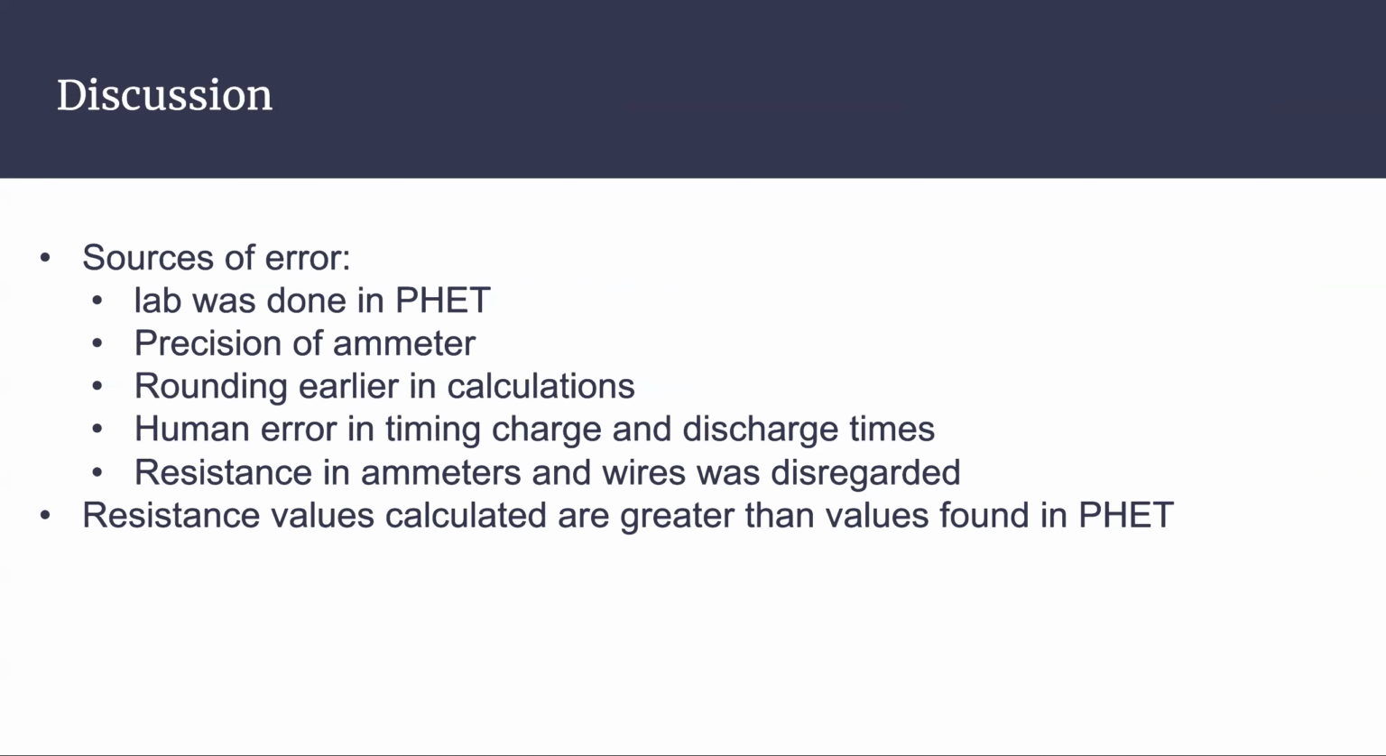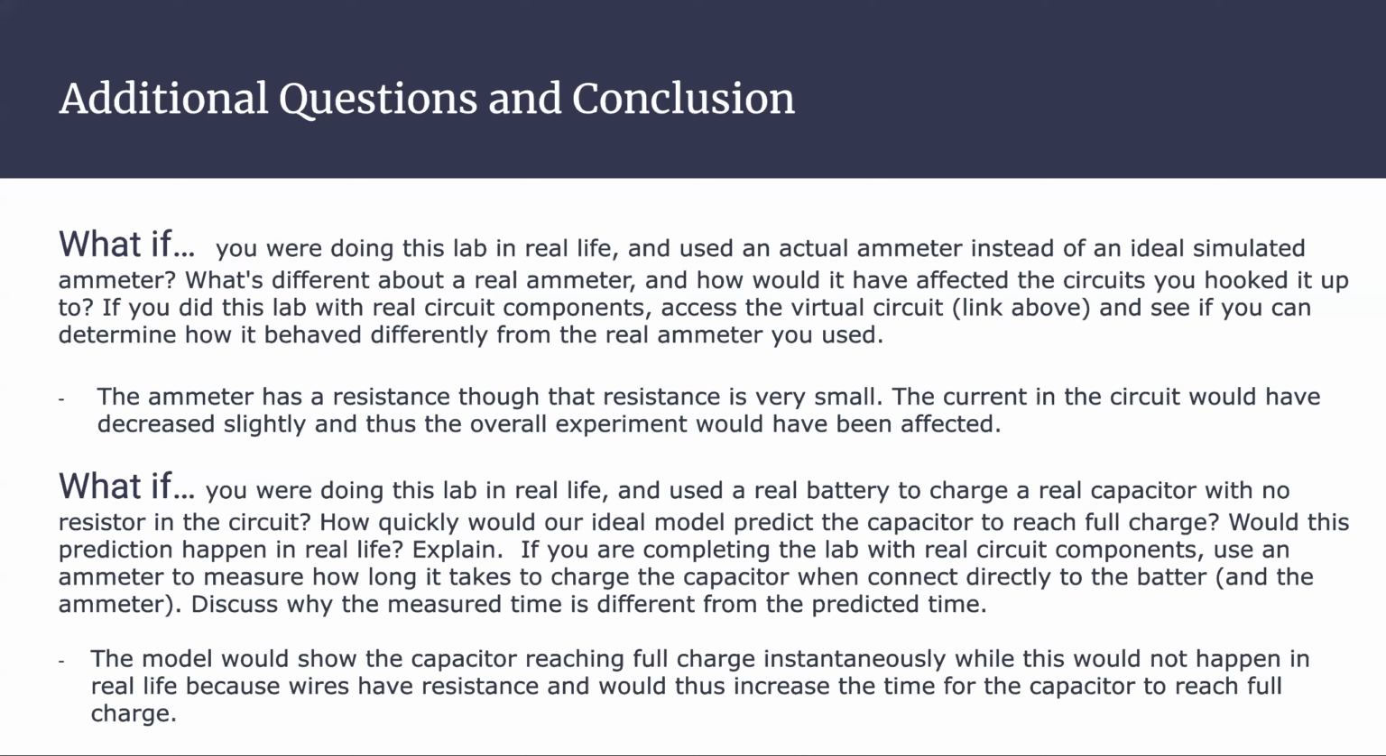The sources of error: the lab was done in PhET. Precision of the ammeter, rounding earlier in calculations, human error. Resistance in ammeters and wires was disregarded, and resistance values calculated are greater than values found in PhET. If we use an actual ammeter, the ammeter has a resistance, though very small. The current in the circuit would have decreased slightly, and thus the overall experiment would have been affected.